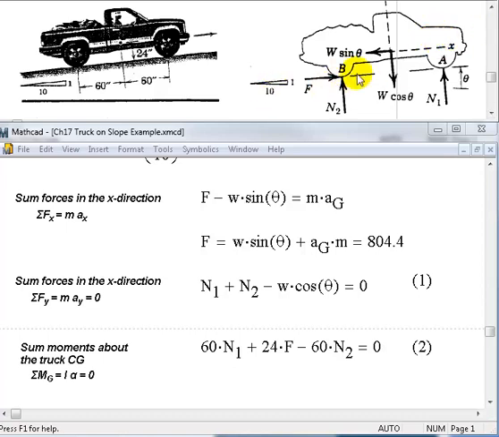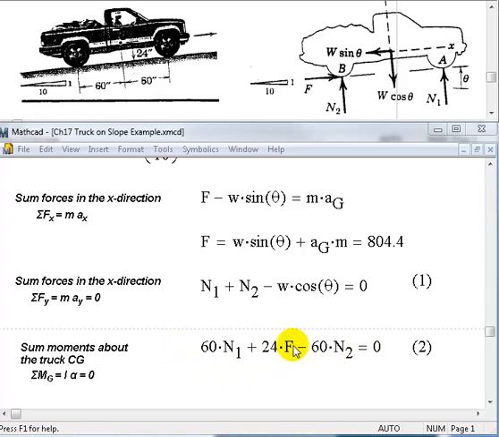Then our friction force also produces a moment about the center of gravity through a distance of 24 inches, and so plus 24 times the friction force, that's also positive. And the rear wheel produces a negative moment about the center of gravity if the other two are positive. So that would be a minus 60 times N2. All of that equal to I alpha, but alpha is equal to 0. Another one equation, two unknowns. We already know the friction force.